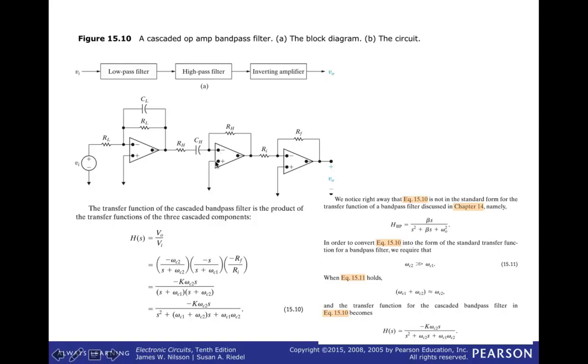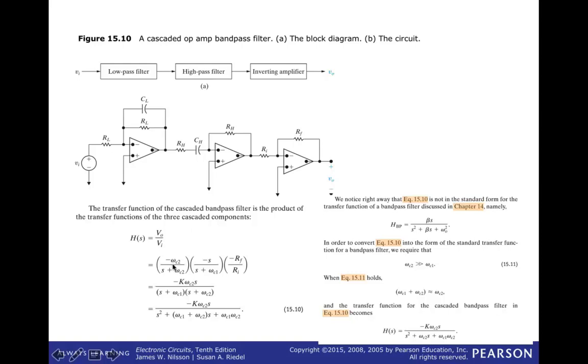Because our circuits in the active filters are constructed of op amps, and because the op amp has an infinite input impedance, the transfer function of a circuit that is a cascaded low-pass filter, high-pass filter, and inverting amplifier circuit is such that the output transfer function is the product of the transfer function of each of these stages. So if we look down here in this equation, Vout over Vin will be the product of the low-pass filter and the high-pass filter and the feedback over input resistor of the final stage.